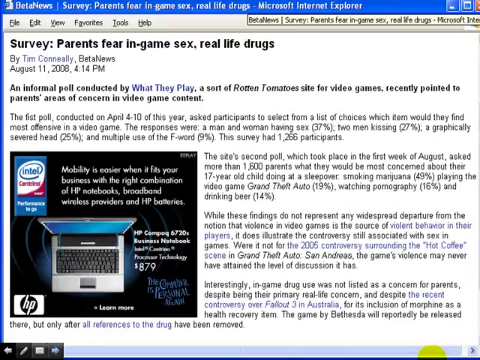Here's another example. This was an article concerning an internet survey. This has to do with what parents think about their children and video games. What you need to think about here is what could possibly be wrong with this survey. In other words, does this survey actually represent what parents in general think about video games? The problem with this survey is that, as it says, it was an informal poll conducted by What They Play, which is a website about video games.